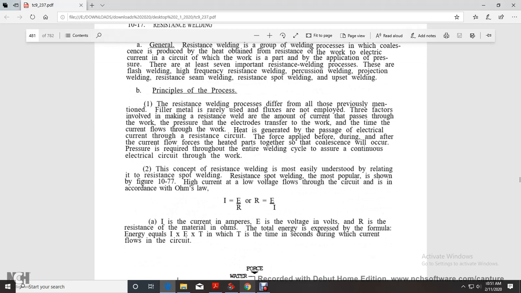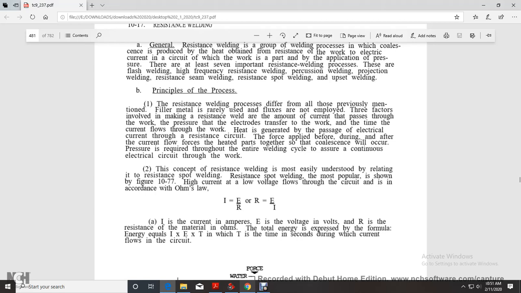Three factors are involved in making a resistance weld: the amount of current passing through the work, the pressure of the electrodes transferred through the work, and the time that the current flows through the work. Heat is generated by the passage of electrical current through the resistance circuit. Force is applied before, during, and after the current flows, holding the heated parts together as cooling occurs. Pressure is required throughout the entire welding cycle to ensure a continuous electrical circuit through the work.